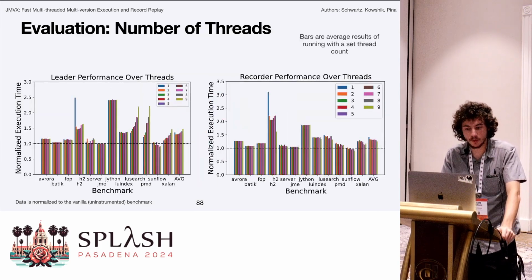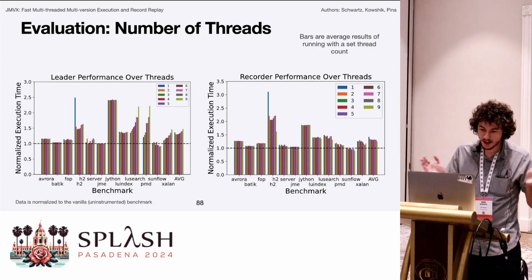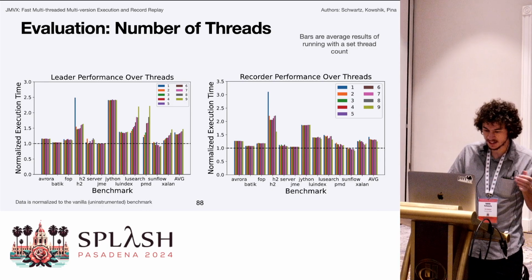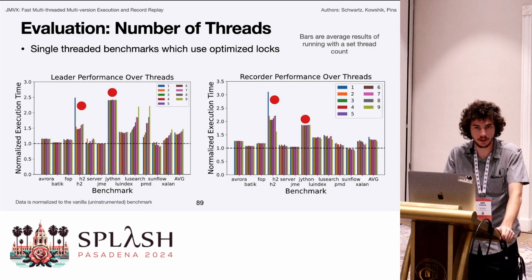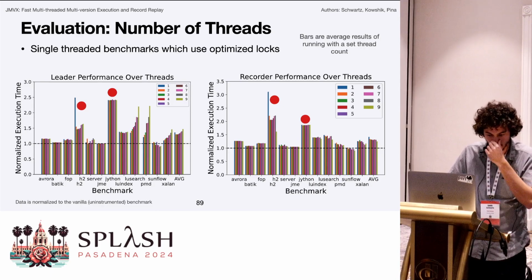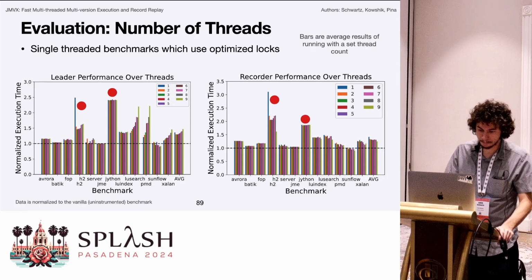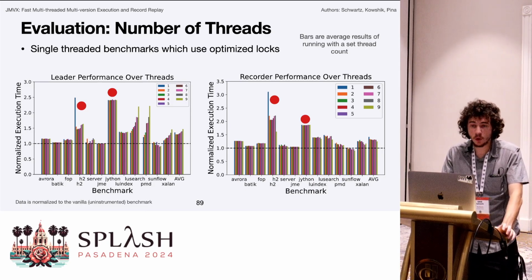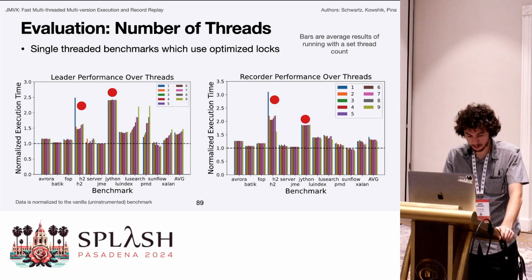Finally, we did an evaluation on how our recording speed and replay speed change as we vary the number of threads. What this pointed out to us is that we have very poor performance for single-threaded benchmarks, particularly H2 when run with one thread, and Jython, which is a Python interpreter in Java. When running one thread, the JVM gets to use optimized locks that vastly outperform our vector clock.